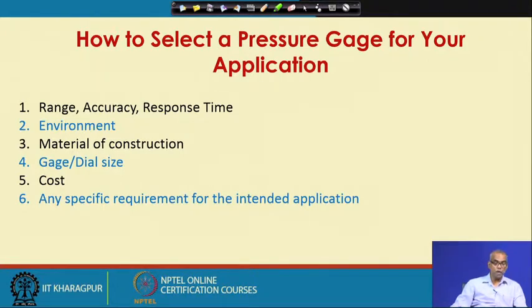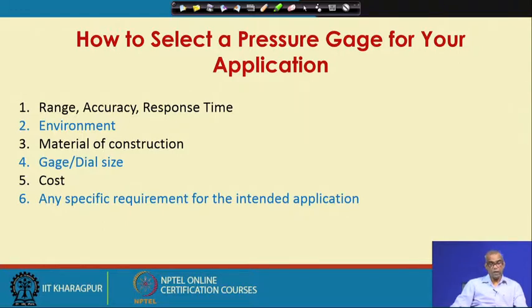We also have to take care of the environment. Is it corrosive? Is a corrosive fluid being measured? What should be the material of construction then? What is the size of the gauge or dial? Cost is also another important factor. You may also have any specific requirement for the intended application.